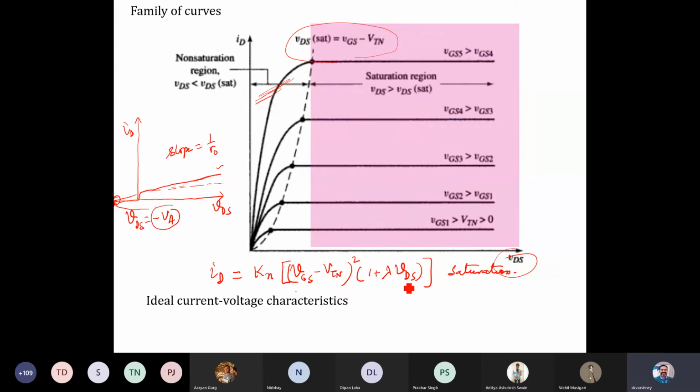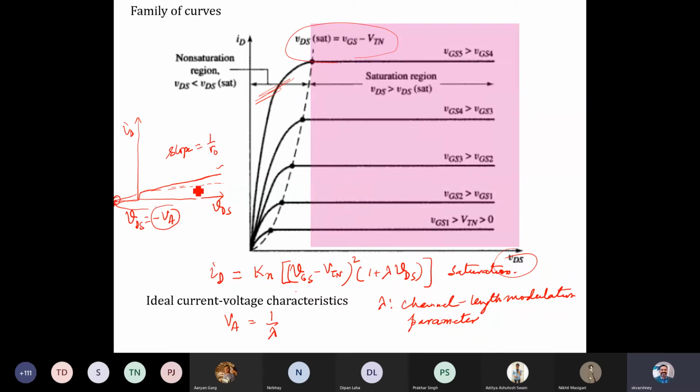So lambda is a positive quantity and it's called the channel length modulation parameter, right? So the voltage VA comes to be 1 over lambda. So R naught, basically, would be your slope, since we are finding a slope on this one.